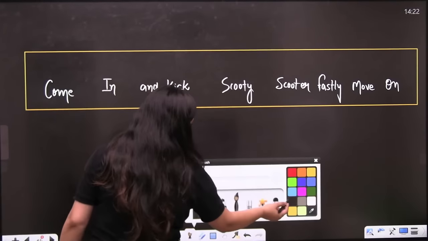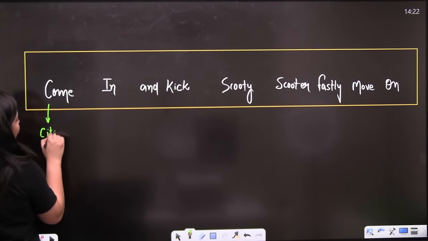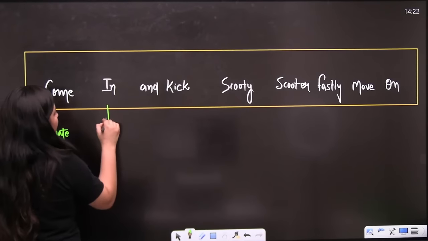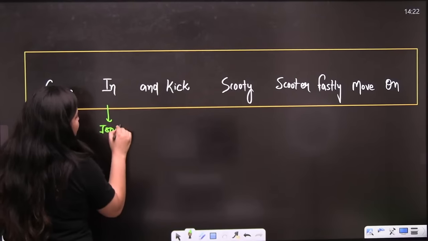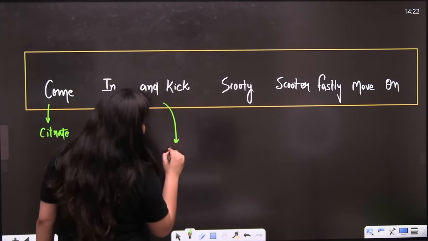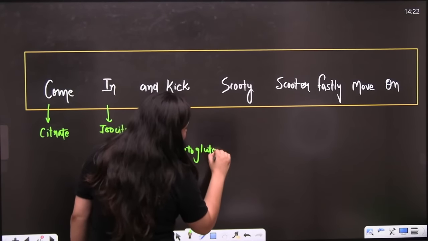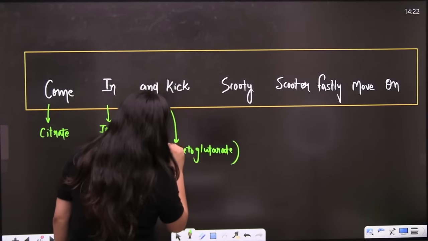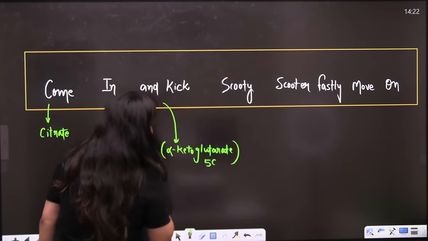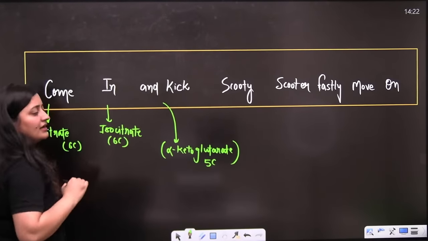Okay, so the point here is to use the trick and move on fast. C here is citrate. I here is isocitrate. The aconitase enzyme is used for that. Then K is telling us about alpha-ketoglutarate or glutaric acid. It's a 5-carbon containing compound. The earlier ones are 6-carbon containing compounds.